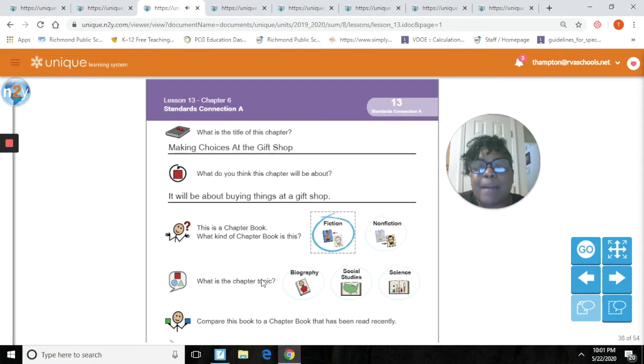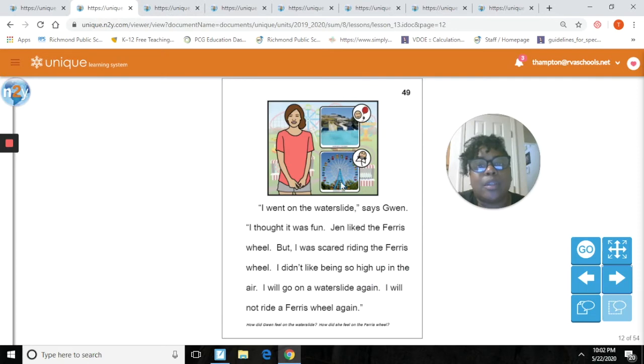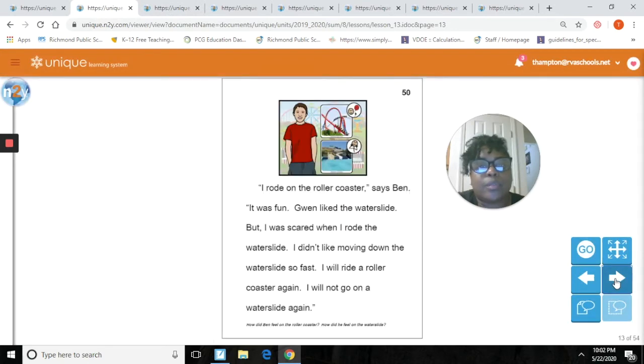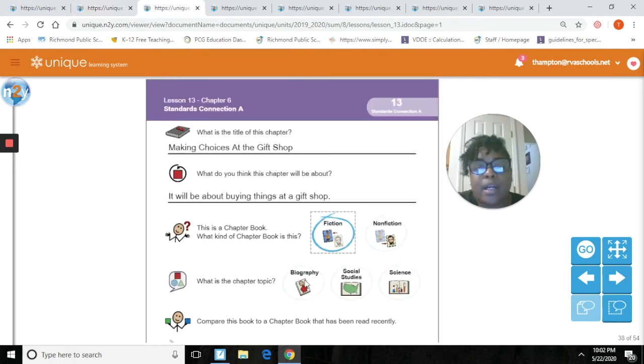All right, what is the chapter topic? Is it biography, social studies, or science? What do you think? Now it's all about buying things, right? Do we learn about buying things in science? So we know that it's not science. Is this book about one person? Because a biography is usually about one person. If we go back over here and we look, we see one person here, but we see another person here. So it's not about just one person. So this must be a book that's centered around social studies, because in social studies we learn about buying things.